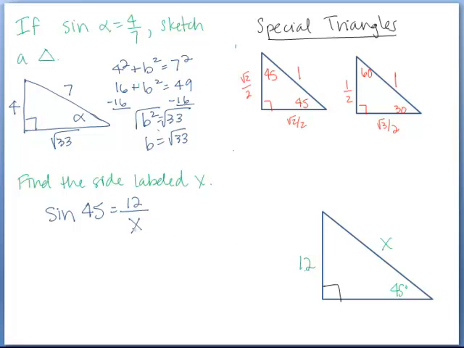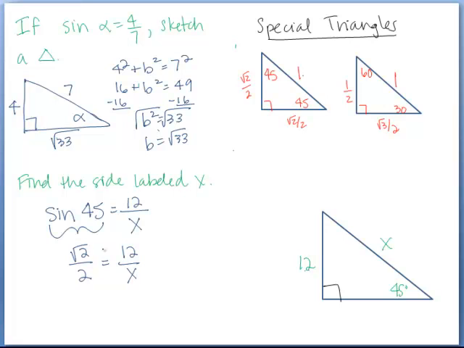And because the sine of 45 is a special triangle, can we figure out what the sine of 45 degrees is? That's the y value at 45 degrees on the unit circle, or you can look at your special triangle. Do you see 45 degrees is opposite over hypotenuse, and the opposite of 45 degrees is root 2 over 2. So we can replace sine 45 with root 2 over 2 equals 12 over x.